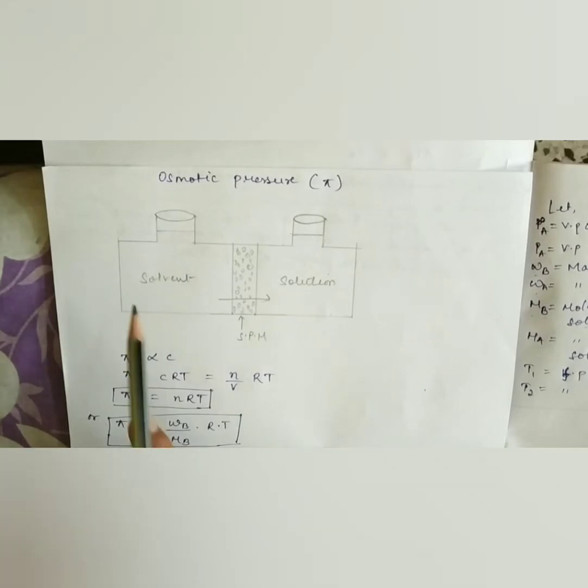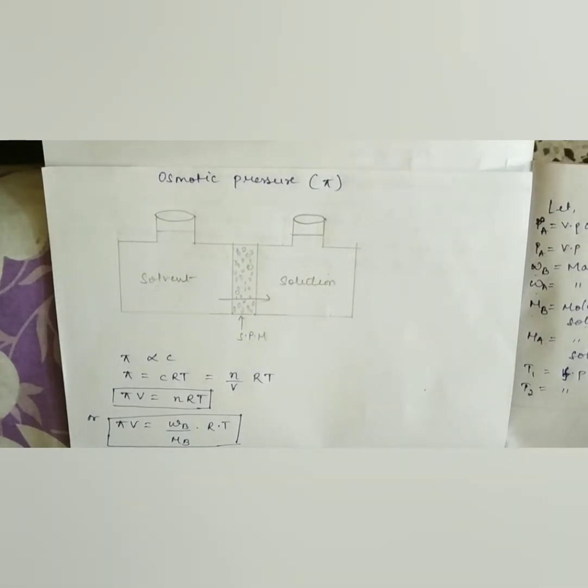This happens when two solutions are separated by a semi-permeable membrane. Here I have taken pure solvent and a solution of that solvent, or it can be two solutions with different concentrations. Whichever solution has a higher concentration of the solvent molecules, from that solution the solvent particles will move through the SPM towards the solution in which the concentration of the solvent molecules is lower.